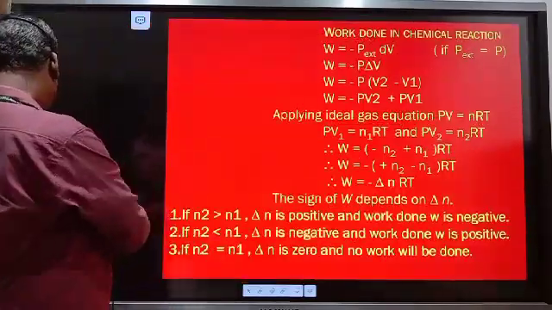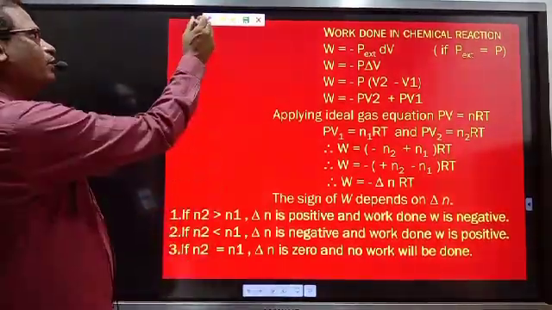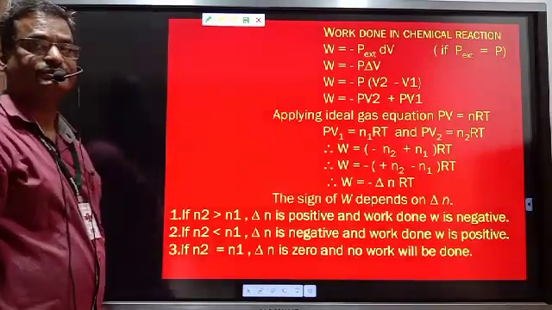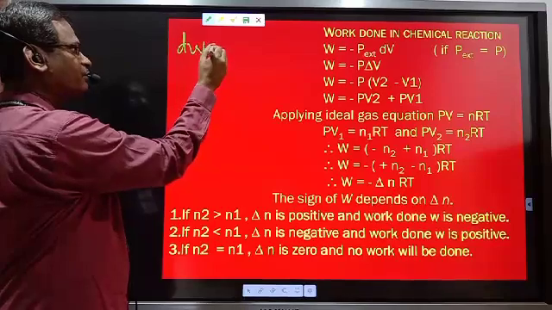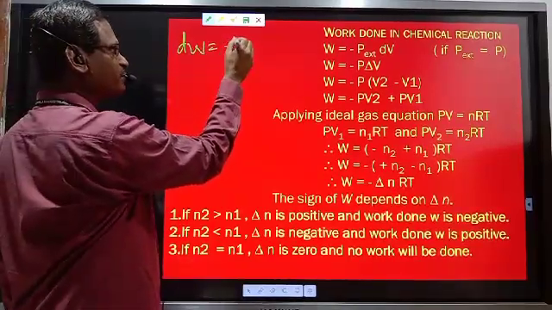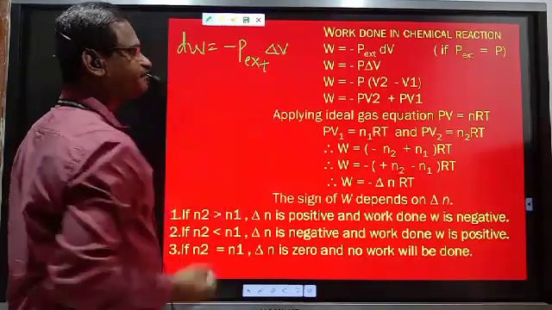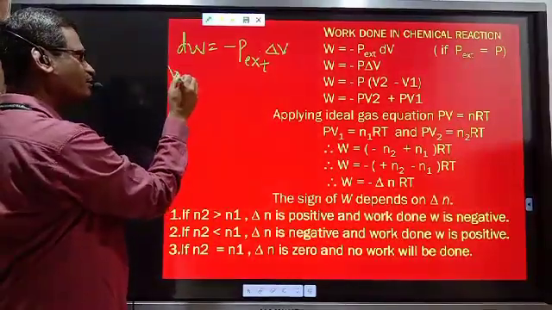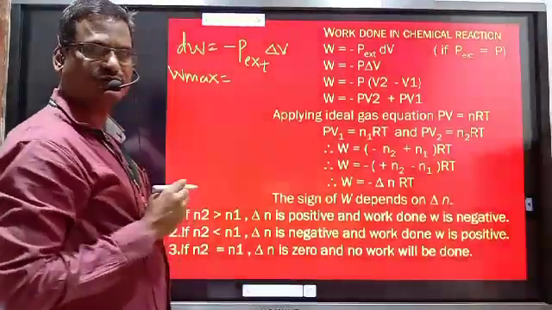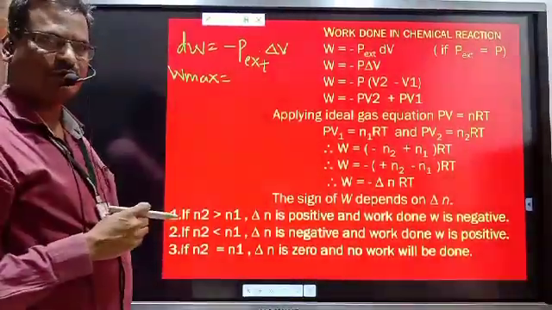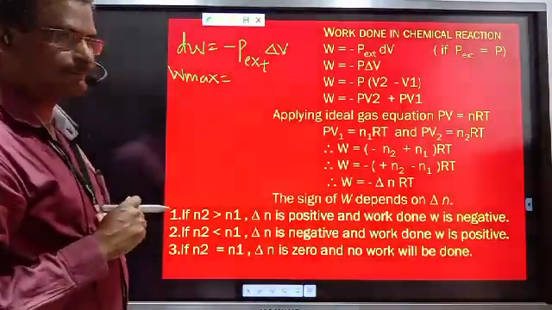One more small expression is there: work done in a chemical reaction. We have seen work done during processes. We have seen work done during reversible isothermal process and during irreversible process. During irreversible process, it is minus P external into delta V. During reversible isothermal process, work done is written as W max is equal to minus 2.303 nRT log of V2 upon V1 or P1 upon P2. Those are the expressions for work done during processes.